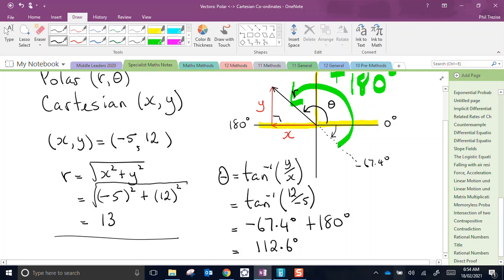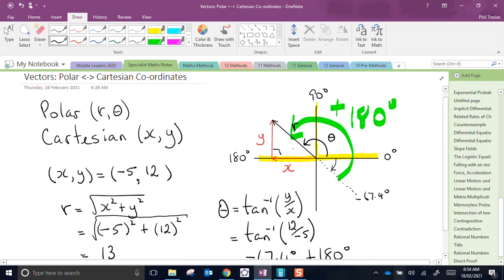The only way I would know to do that is by not just blindly accepting the answer that comes out of my calculator, but comparing my diagram with the answer the calculator gave. Now, sometimes the calculator will give you the answer in the correct quadrant and you don't need to adjust. Sometimes it won't, as happened here, and I do need to use my common sense to adjust. It will always be either add or take 180 degrees to convert.